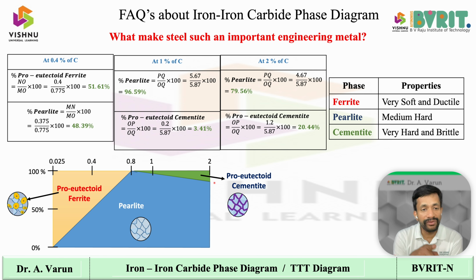So we can vary the carbon percentages as per the requirement, and that is the reason why steel is such an important material, wherein you have very soft as well as very hard. So you can vary the composition as per the application needs, and that's why this material is used in so many different fields. Engineers are able to fine tune the composition and select them according to the requirement.